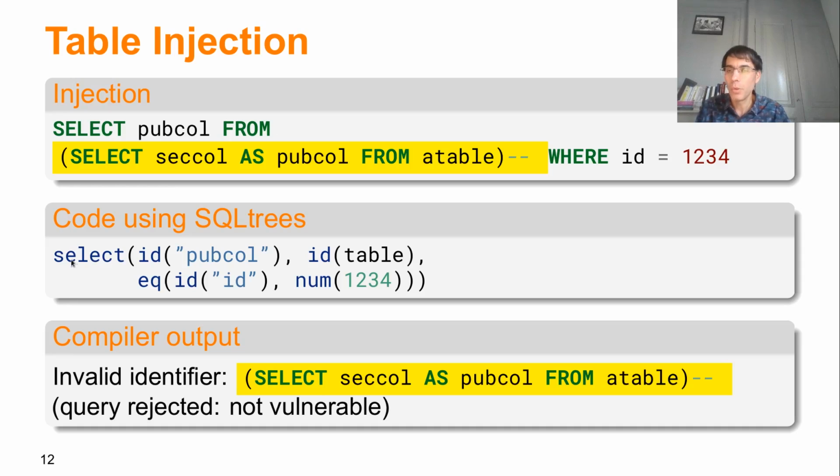If you write this example using SQL trees, you will select, and there you have the variable table, and once again, like for column injection, the content of table, which is highlighted here, is not a valid identifier, so it's rejected by the compiler output.